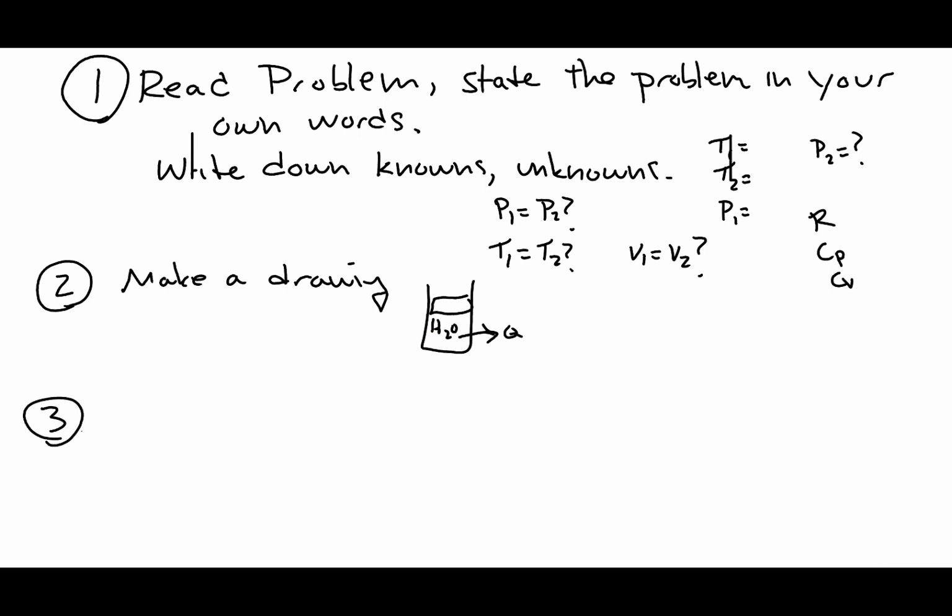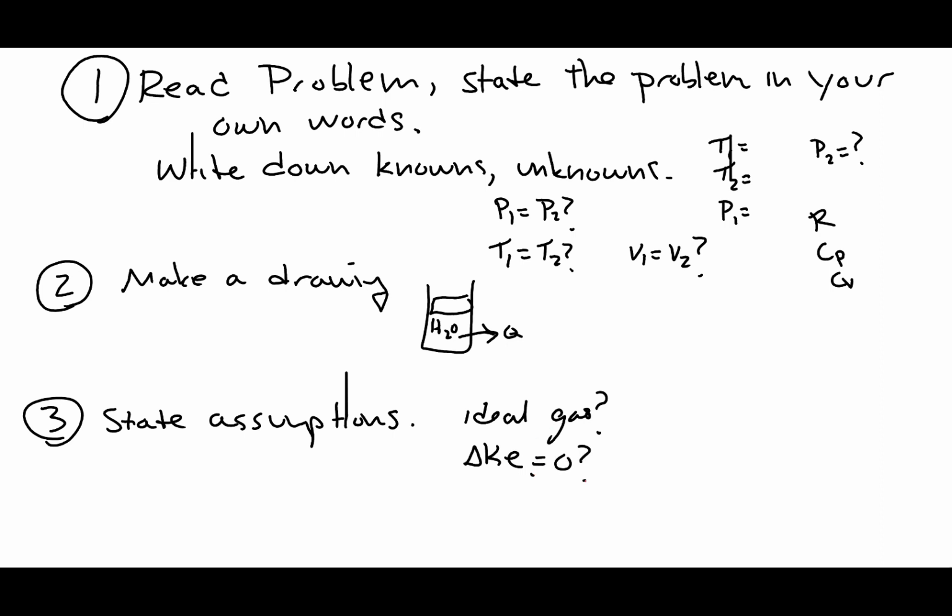So number 3, this is probably one of the most important steps. Well, all steps are important, but it's really important to state your assumptions. And don't just have your assumptions in your head, actually write them down, so then it's really clear what your assumptions are and how you can solve your problem. So for instance, do you have an ideal gas? Do you have a stationary system? Can you assume that the change in kinetic energy is equal to 0?